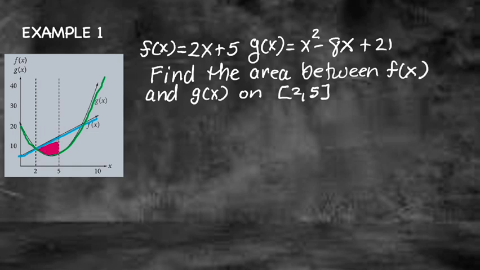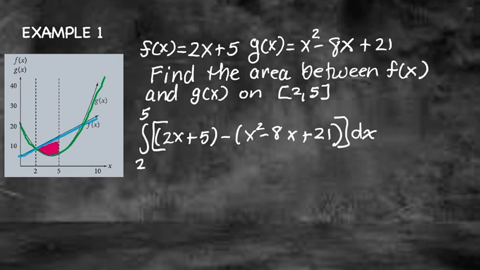Now, because on the interval from 2 to 5, the blue function, which is your linear function, is above the green function, or the quadratic, when we do our subtraction, we have to put our linear function first. So I have the linear function f of x minus g of x, which is your quadratic, and we're going to integrate that from 2 to 5.